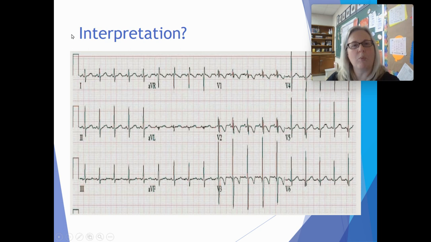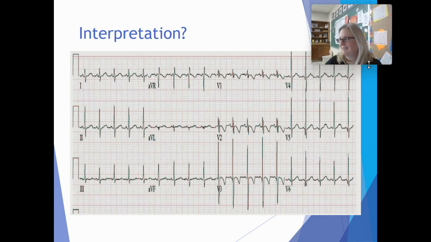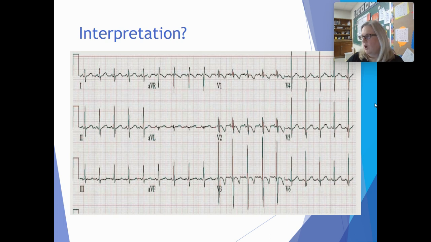Once again, go with 1 in AVL. What do you see in 1 in AVL? My face is in the way. 1 in AVL? No changes. You are correct. 2, 3 in AVF. Anything going on there? No changes.